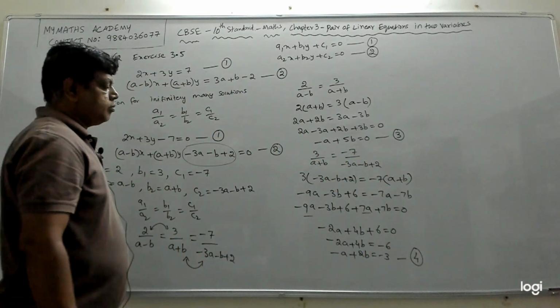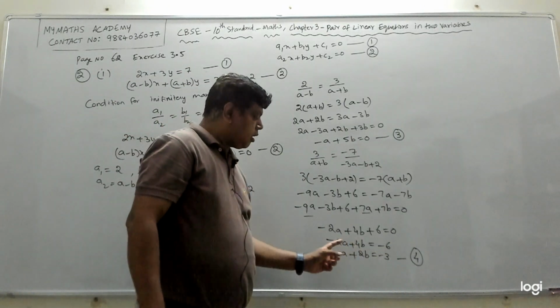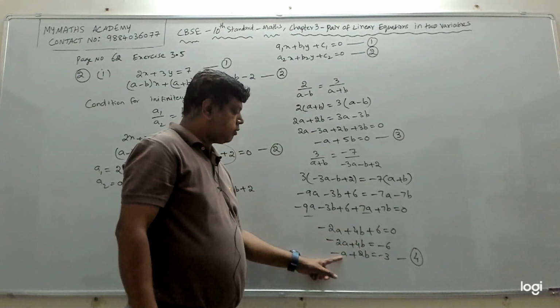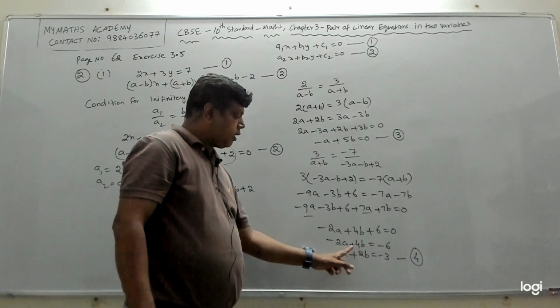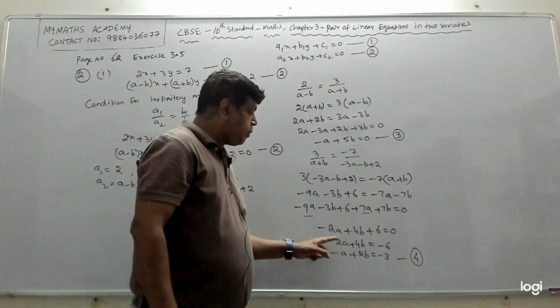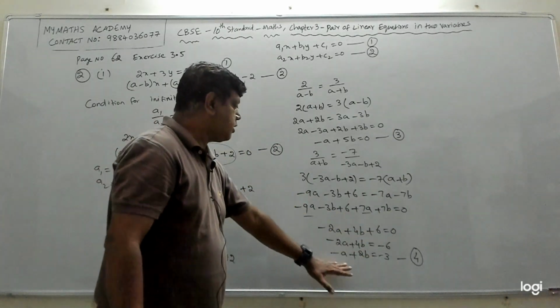Clear? So how is this coming? We are dividing, because all these numbers, 2, 4, 6, are divisible by 2. So 2 by 2 is 1, so it has become minus 1a. Then 4 by 2 is 2. Minus 6 by 2 is minus 3. So I am dividing each term here by 2. So we got this equation.